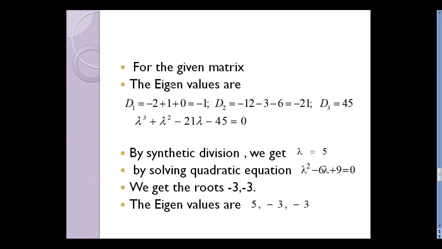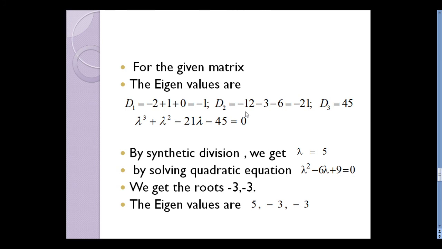Now for the given matrix, calculate d1, that is minus 2 plus 1 plus 0, which is minus 1. d2 is the sum of minors of diagonal elements, we get minus 21. d3 is the determinant of A, we are getting 45. Substituting all three values in the given equation, we get lambda cube plus lambda square minus 21 lambda minus 45 equal to 0.